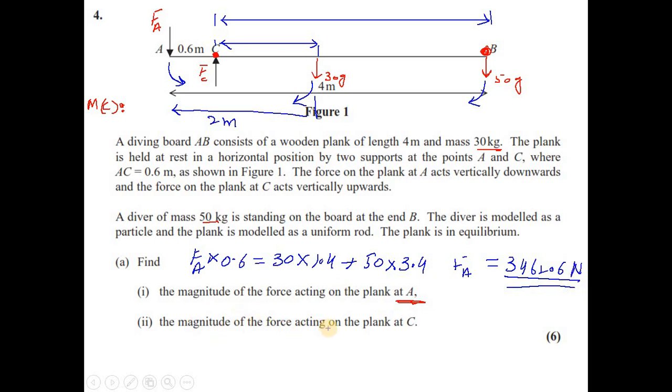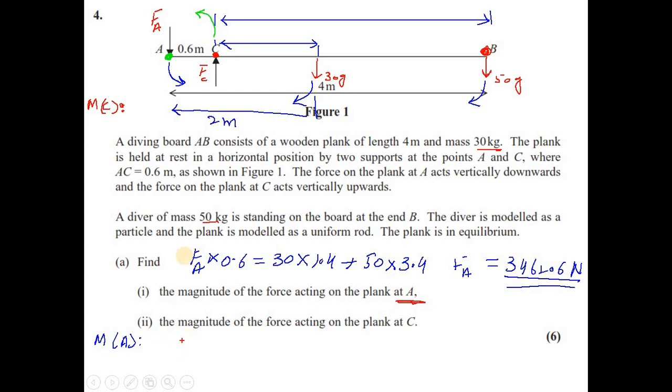Part B, the magnitude of the force acting on the plank at C. So now you need to find FC. So take moment about A. Now if you take moment about A, you can think of A as a pivot. If A is a pivot, then FC is going to produce moment. 30G and 50G are going to produce clockwise moment, and FC is going to produce anti-clockwise moment. So you can apply the moment equation.